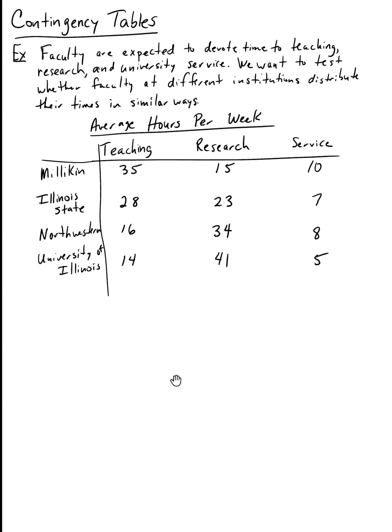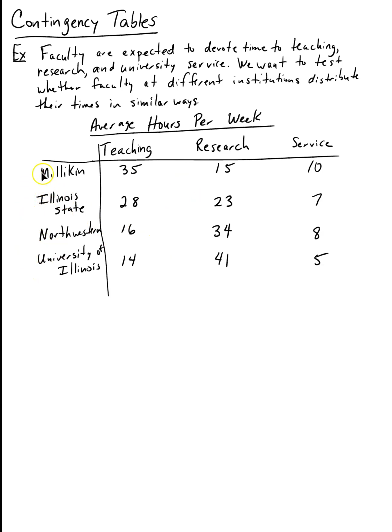So there we go. Let's suppose that we look at the average hours per week spent on each of these categories at 4 different institutions. So we've got 4 different groups, or 4 different populations, if you will. We'll assume that these populations are independent.